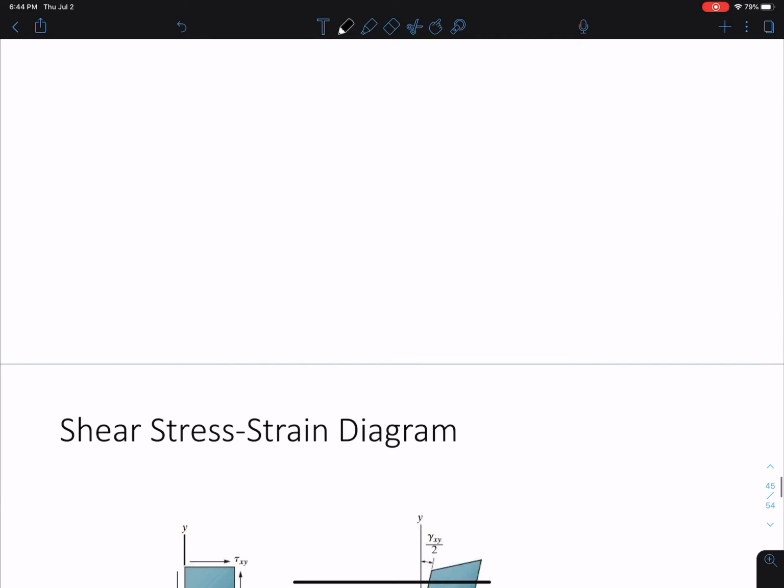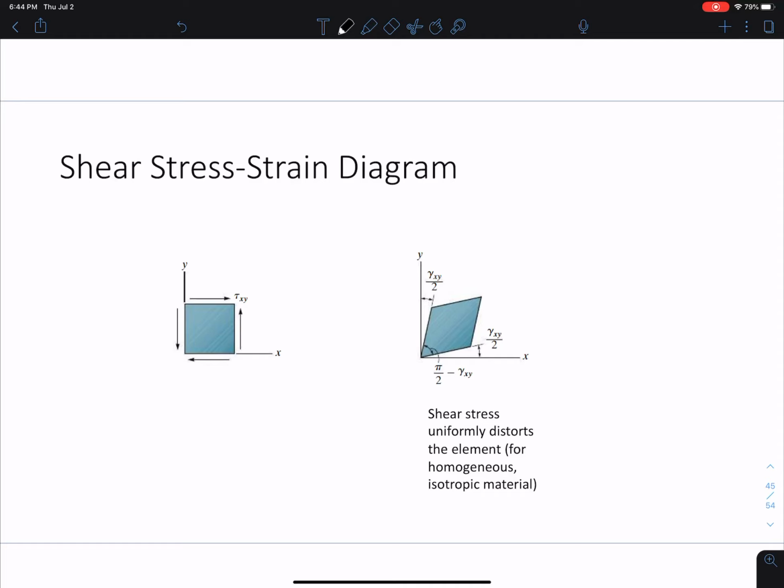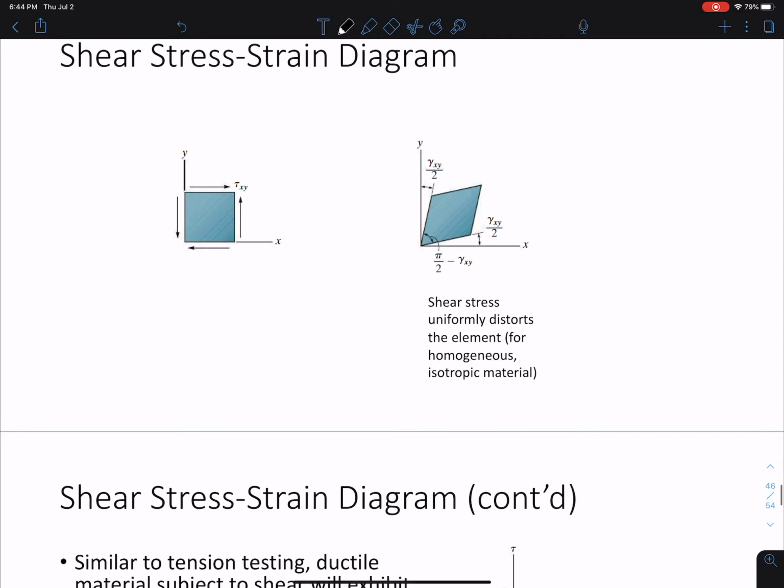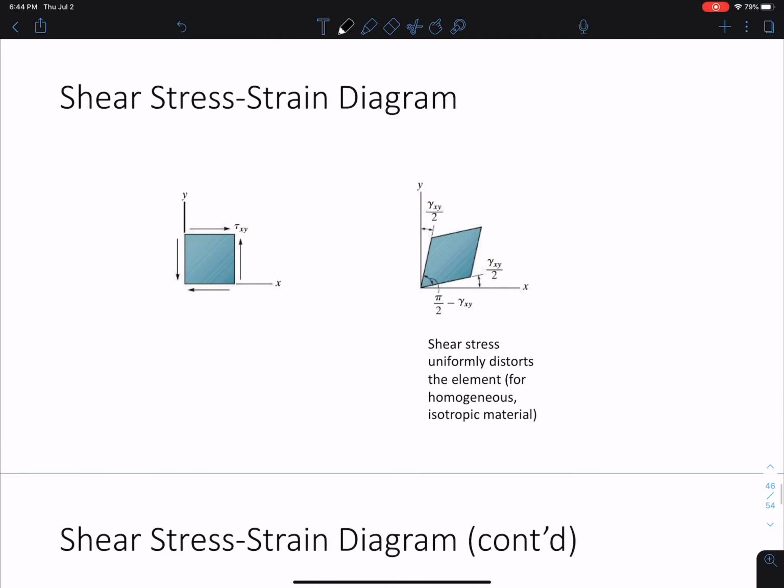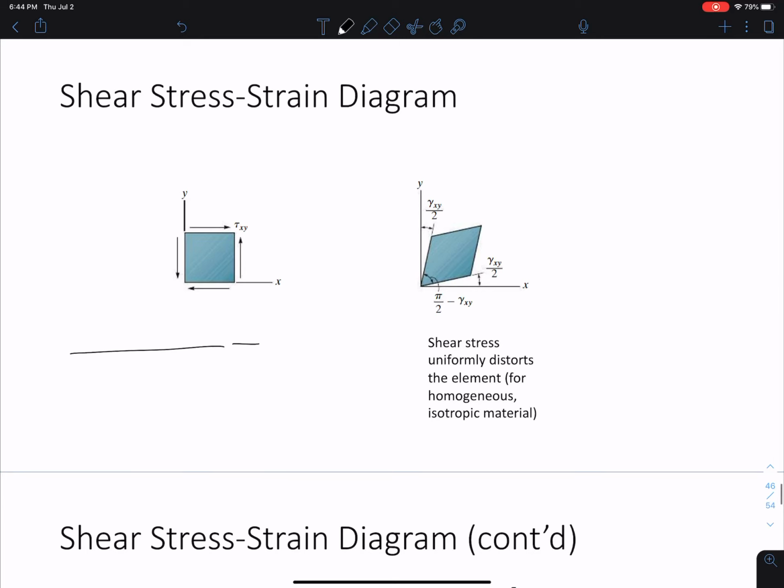Okay, let's continue here. We also have the shear stress strain diagram, which we haven't talked about yet. So far we've been talking about the normal stress strain diagram. What happens here is that instead of distorting an element in terms of the length of the member, like by pulling or by pushing on it, we're distorting it by rotating it through some angle.